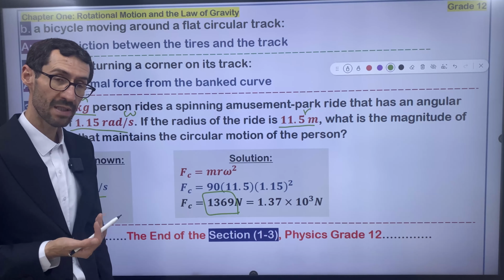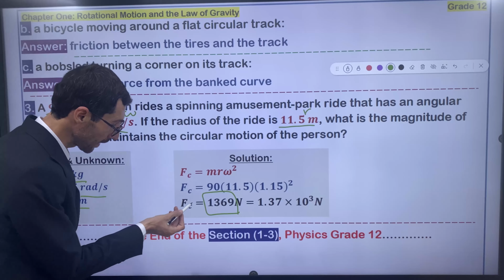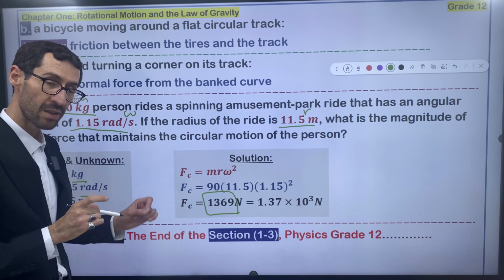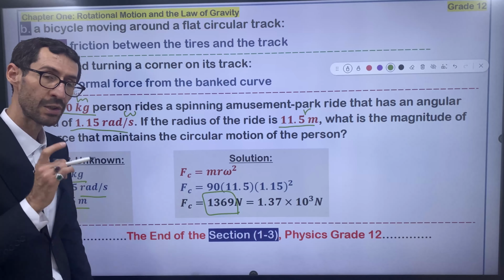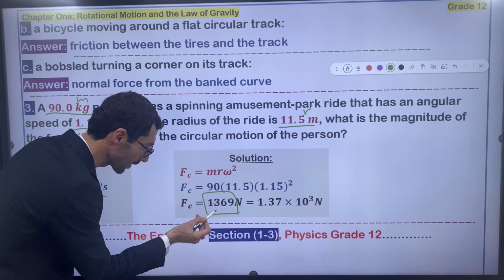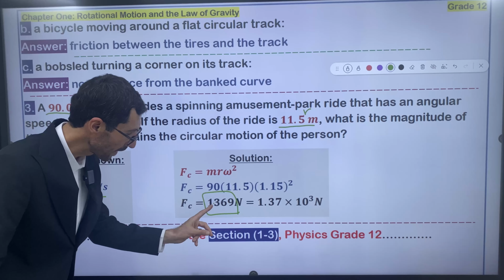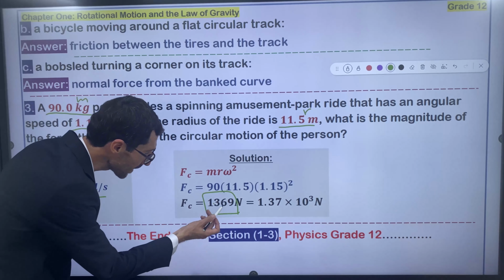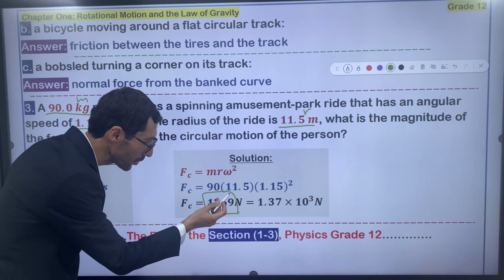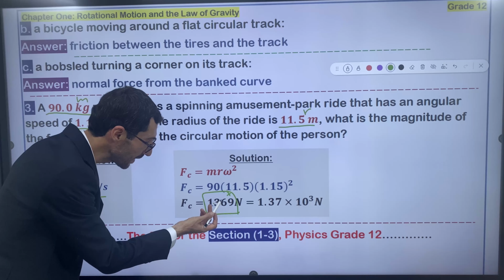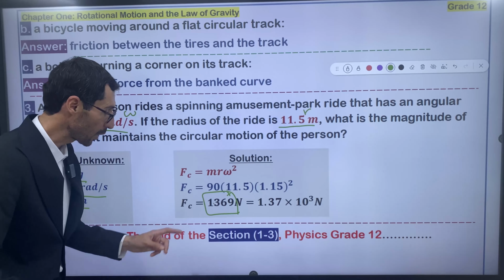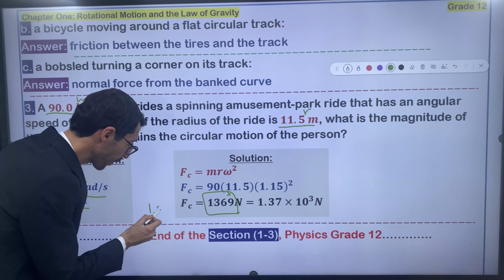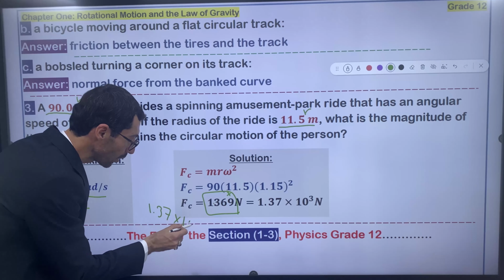How do you turn it into scientific notation? Just put the decimal point after one integer number. After the first integer number, directly put the decimal point. So it will be 1.36 or 1.37, no problem. Because we have 9 here, drop the 9 and add 1 unit to the 6. It will be 1.37 times 10 to the power what?